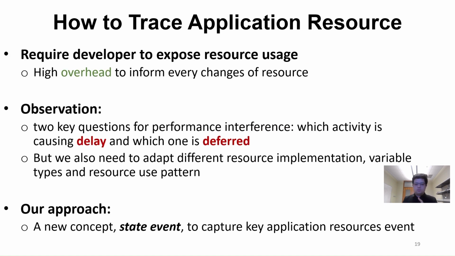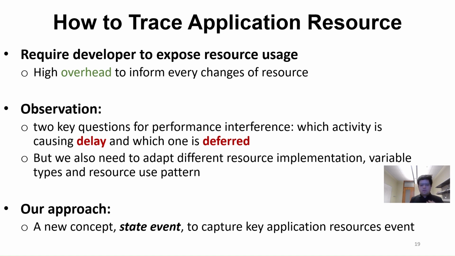With the pBox abstraction, the next challenge is tracing the application resource usage. The most straightforward way is to notify the system with every change in application resources, but this approach can introduce significant overhead. Moreover, application resource designs tend to be highly specific. We observe that regardless of the diverse implementations of application resources, addressing performance interference typically revolves around two questions: identifying the source of delay and identifying the tasks that are deferred.